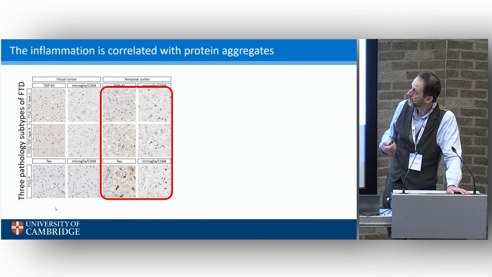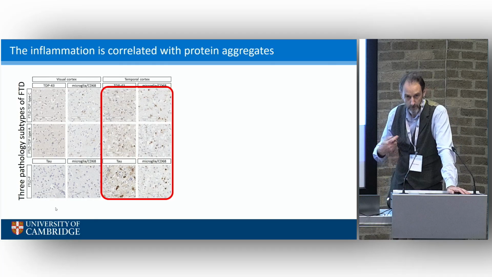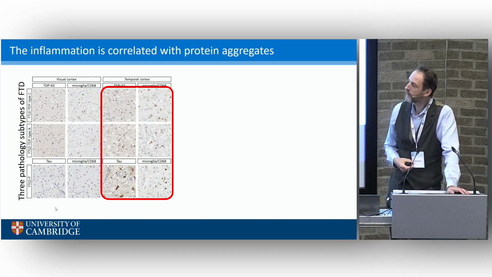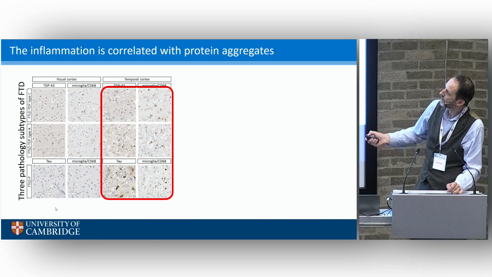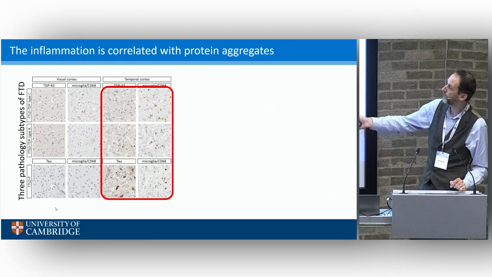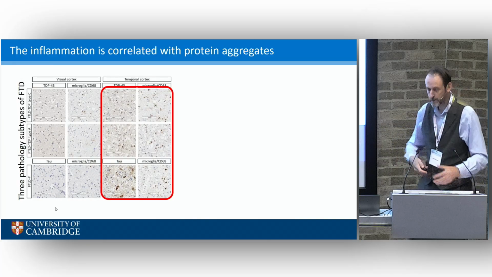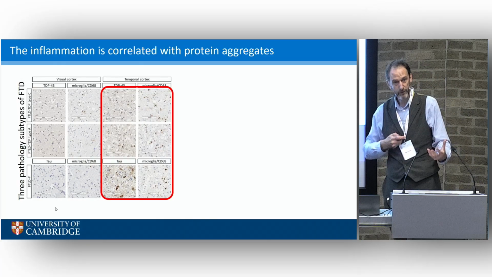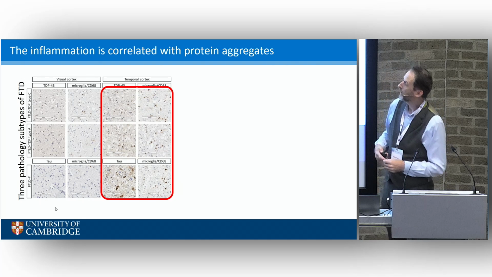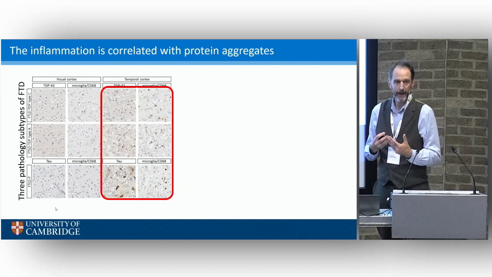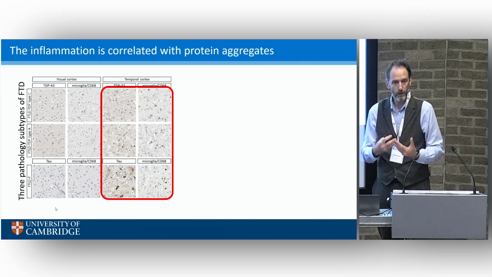But if we move to the temporal cortex, which is a sort of core area of frontotemporal dementia, we see again an increase in both TDP43 and CD68 positivity. And we see that in both the TDP43 or indeed the AT8 tau staining when it's a tauopathy. So the molecular pathology and the microglial activation go hand in hand at post-mortem as well as in the imaging.